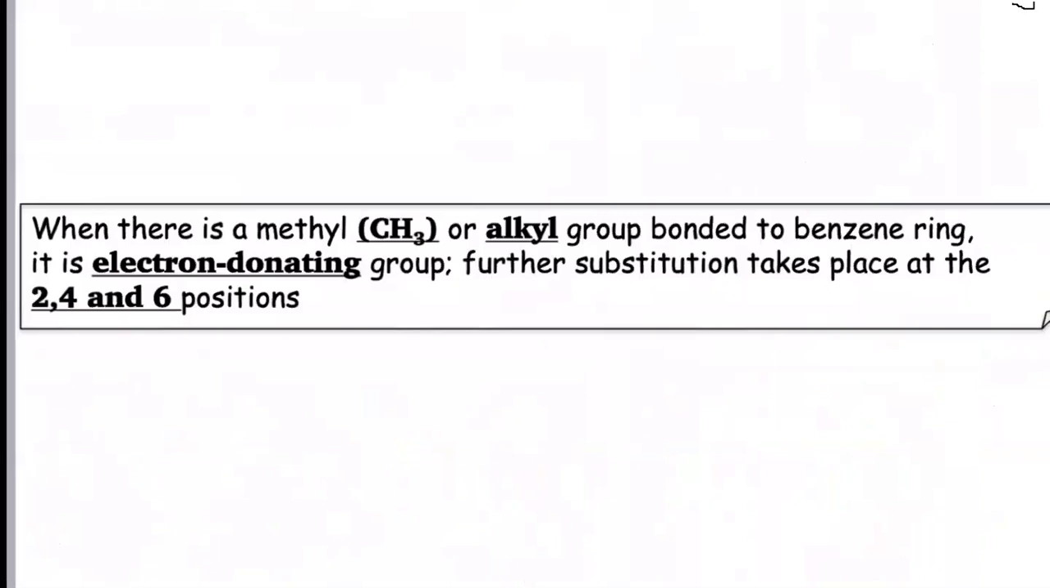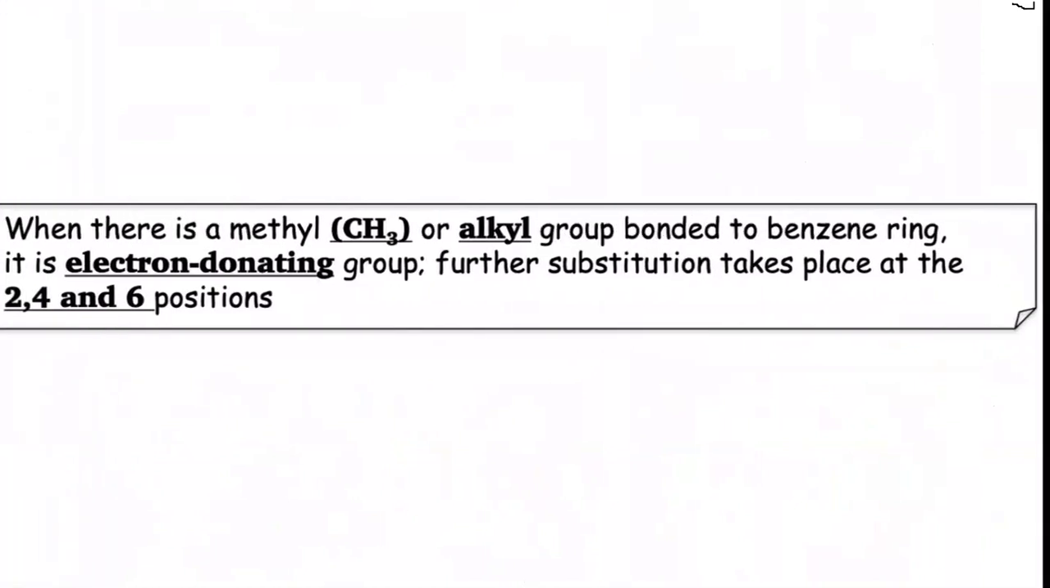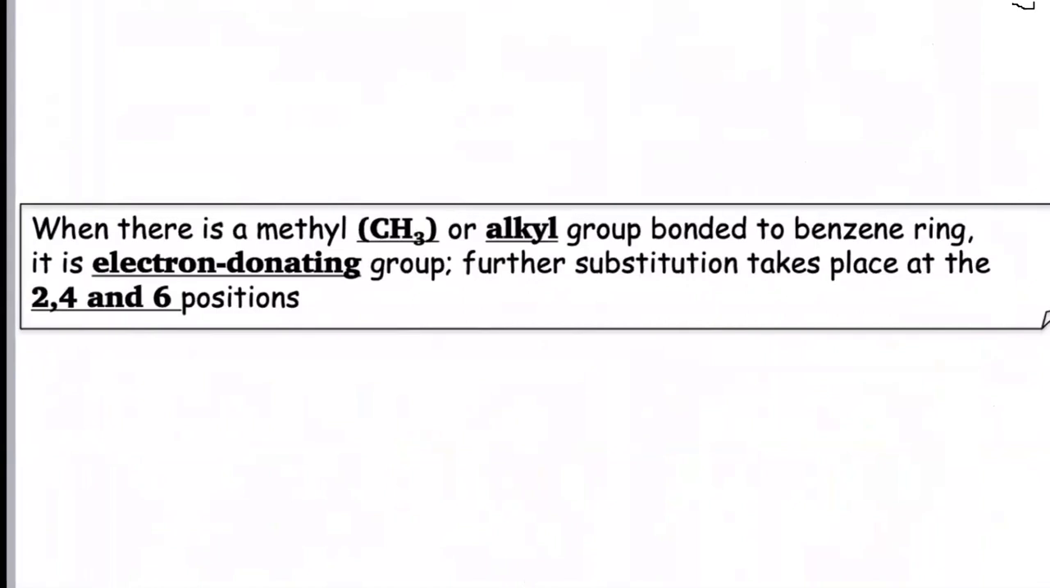So the bottom line is, when there is an alkyl group, whether it's methyl, ethyl, butyl, propyl, and etc., bonded to the benzene ring directly, then the 2, 4, and 6 positions are activated. We also say that this alkyl group is an electron donating group. That means it adds more electron density to your delocalized system. So your delocalized system is now even richer with electron density.